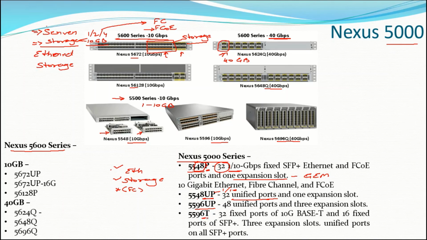And T, we know what T is. It is copper: 10BASE-T, 100BASE-T, 1000BASE-T. So it's a T instance for when we want to use copper ports. But again, with the 96 ports, 32 ports are fixed, and the remaining we can connect through an expansion module, expansion slot.